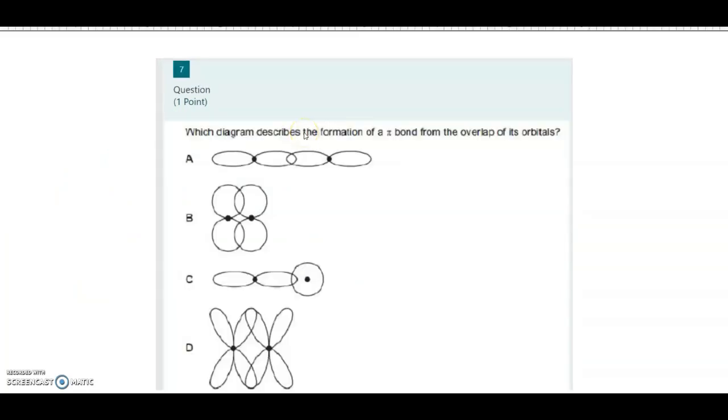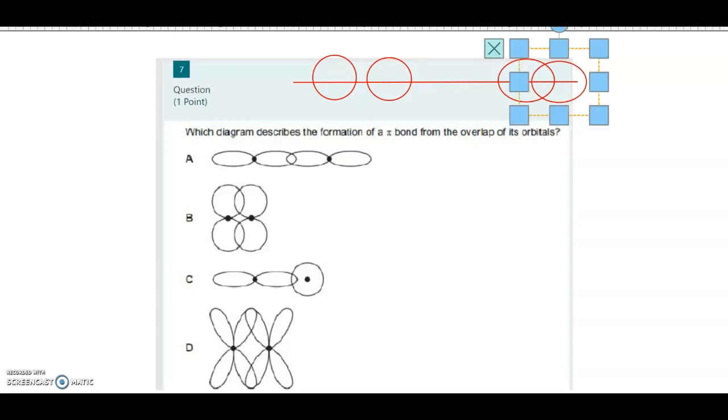Question number 7. Which diagram describes the formation of a pi bond from the overlap of its orbitals? So you can see that we have types of orbitals. One is called s orbital. See, s orbital and another s orbital, when they overlap, they have complete overlap, and their overlap makes their shape in this manner.